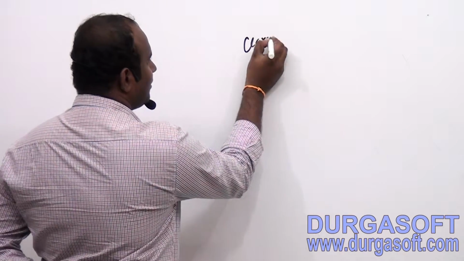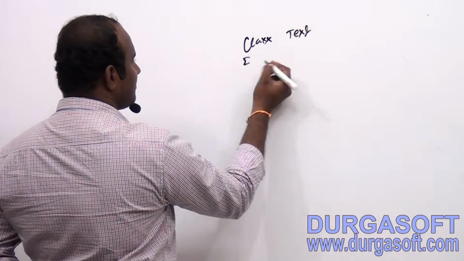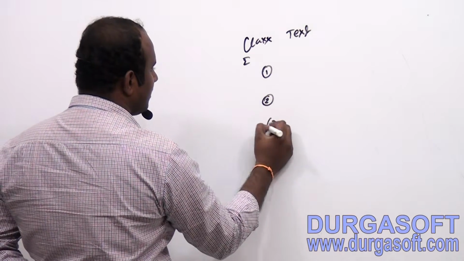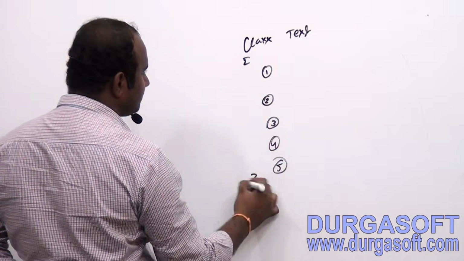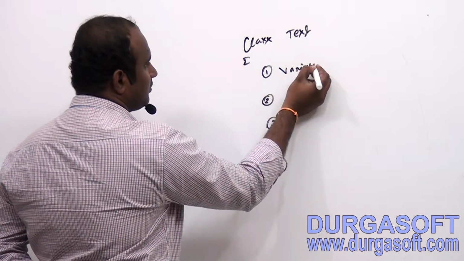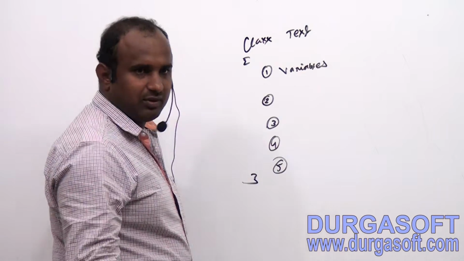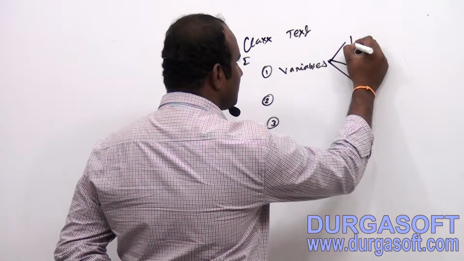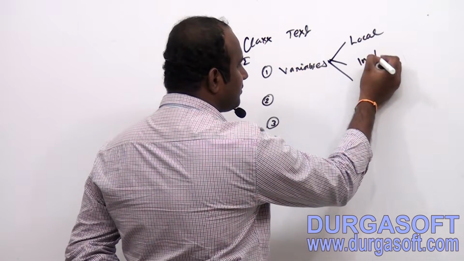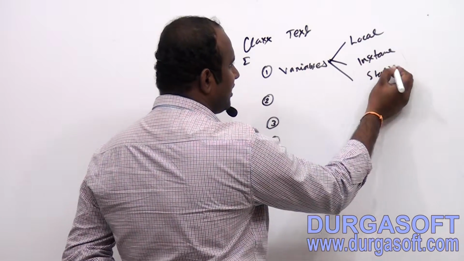In the last videos we discussed the methods, variables, constructors and all. And in this video we'll discuss the instance blocks. Generally the class contains 5 elements. The first one is the variables, which are completed already, so check the previous videos. How many types of variables in Java? 3 types: local variables, instance variables and static variables.